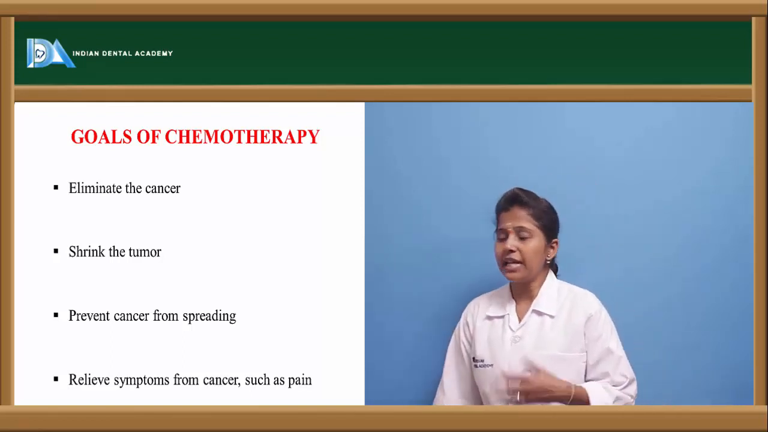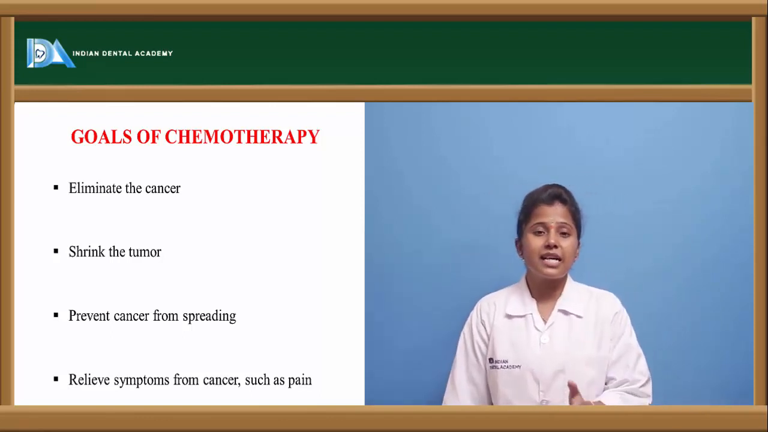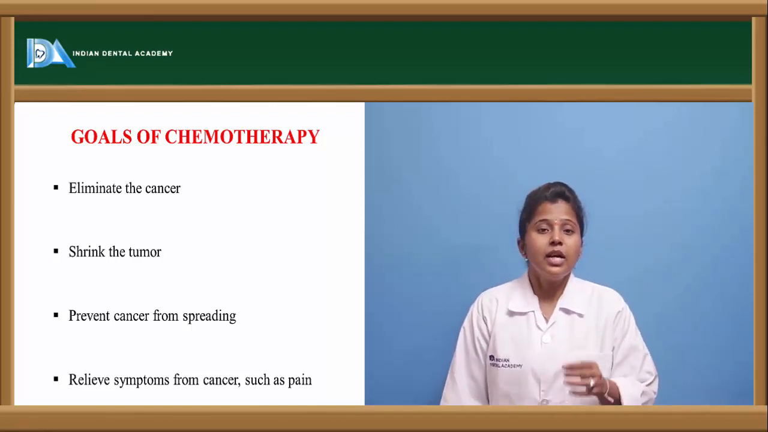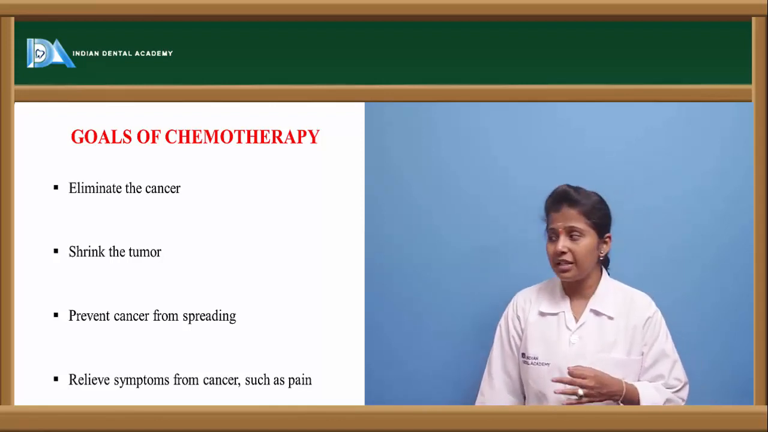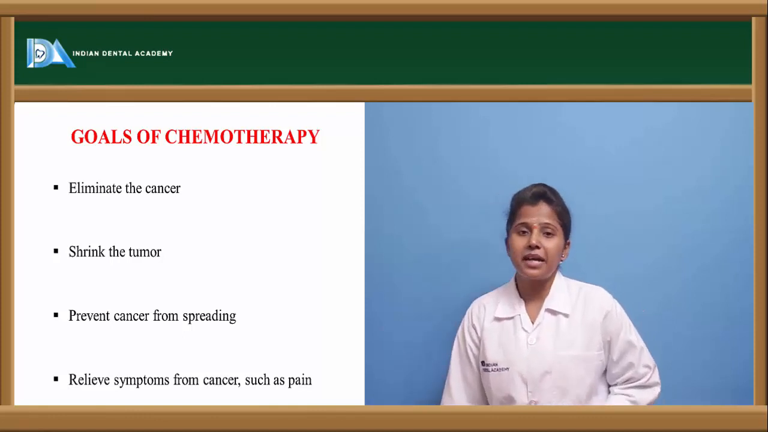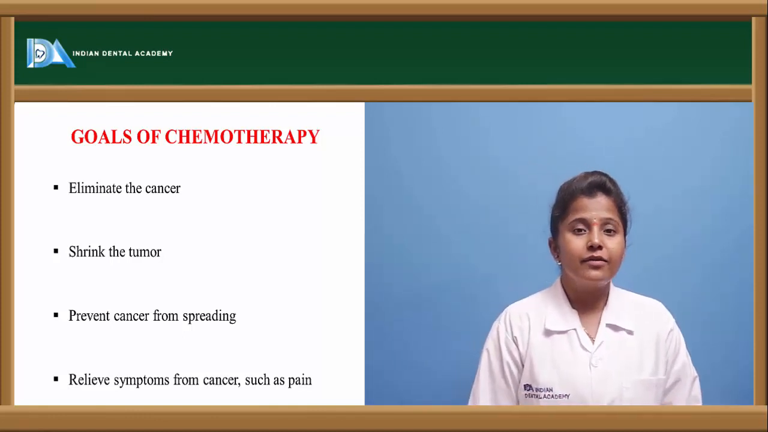The other goal is to prevent the cancer from spreading. If chemotherapy is given, then the cancer cell present in the body loses the ability to divide, so it does not spread that easily. And to relieve symptoms from cancer such as pain. The patient will be relieved from pain if he is given treatment.